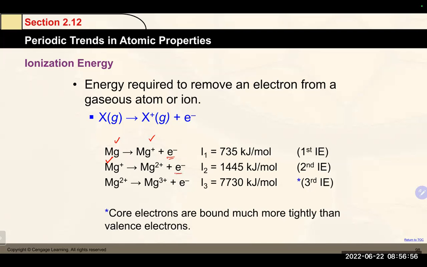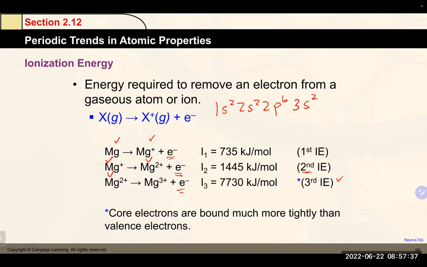The next thing that would happen is that guy that now has a +1 charge will then lose a second electron. That's going to make it now have a +2 charge. And the energy required to do that is what is referred to as the second ionization energy. What would happen perhaps after that is the guy now with a +2 charge would dump off a third electron and then become a +3 charge. That is what is referred to as the third ionization energy. And if we write again our electron configuration here for magnesium 12, there we go, 3s2.